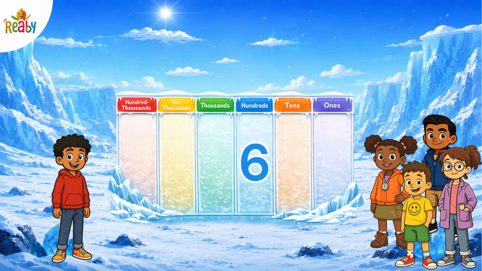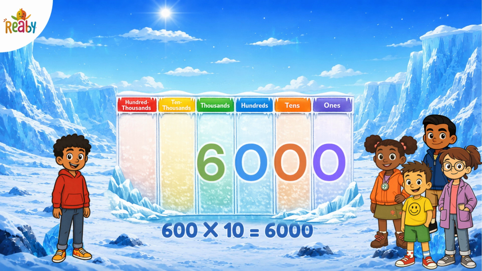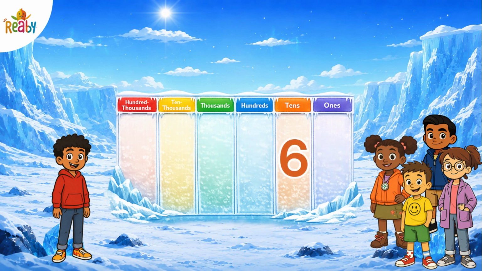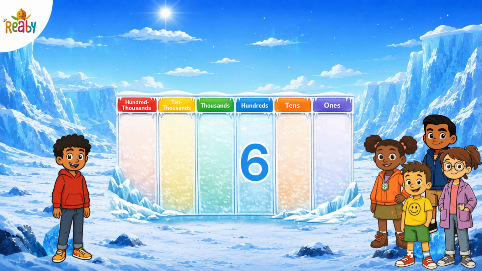If the digit 6 is in the hundreds place, it means 600. Move it one place left, and its value becomes 10 times greater. 600 times 10 equals 6,000. Move it one place right, and its value becomes 1/10 as much. 600 divided by 10 equals 60. In place value, moving left makes the value greater. Moving right makes the value smaller.